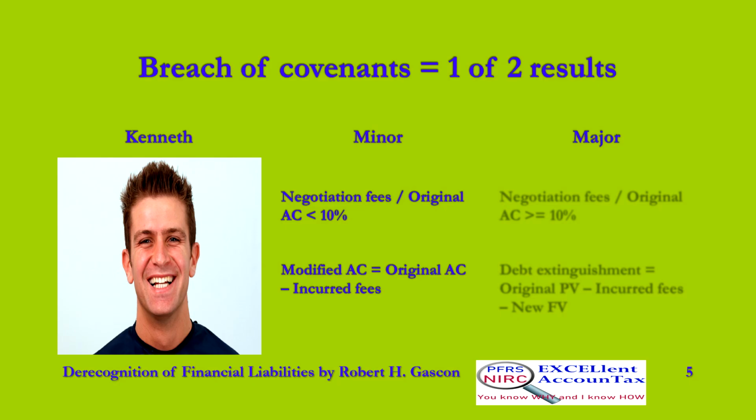When covenants were breached, that breach is deemed as major if the negotiation fees upon that breach, divided by the amortized cost immediately before that breach, are at least 10%. Because that breach is deemed as major, the debt extinguishment gain, or loss, recognized in profit or loss, equals the amortized cost immediately before that breach, minus the incurred fees upon that breach, including the negotiation fees, and minus the fair value upon that breach.